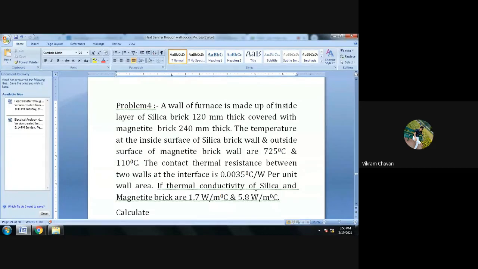The contact thermal resistance between two walls at the interface is 0.0035 degrees Celsius per watt per unit wall area.